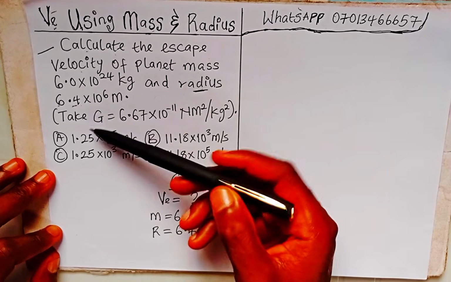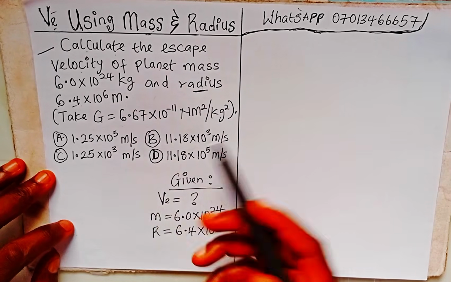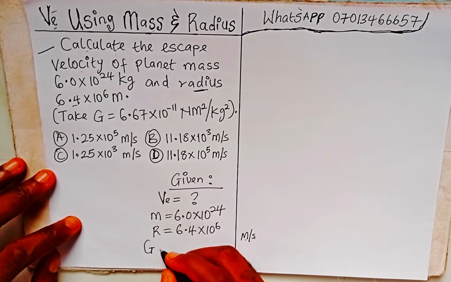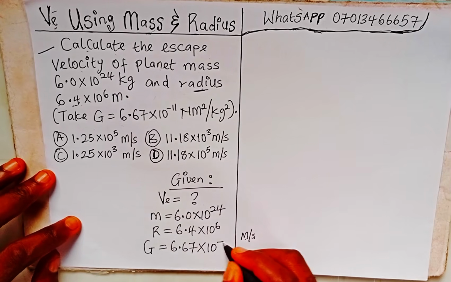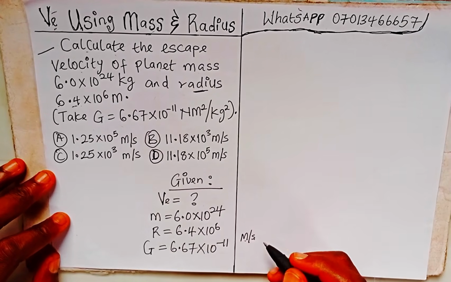And what were we given again? We were given the gravitational constant, which is capital letter G. G is equal to 6.67 times 10 raised to power minus 11. All right, beautiful. Now let's go.